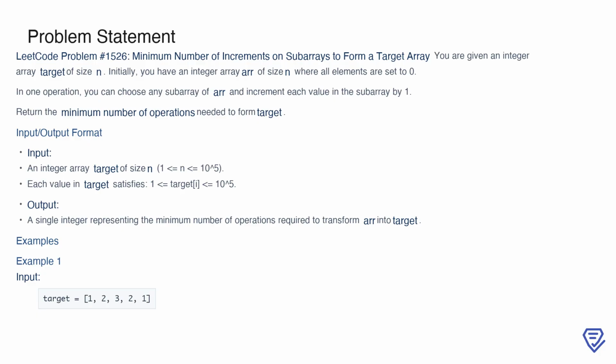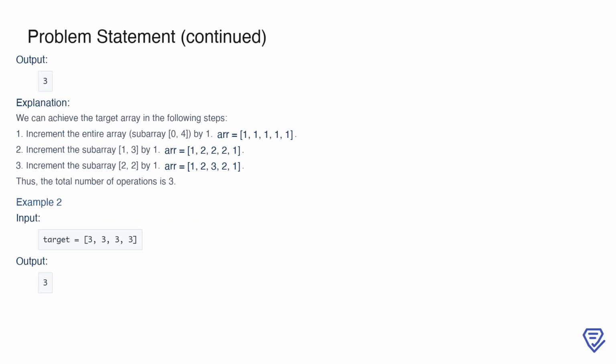Let's explore some examples to clarify how this transformation works. In the first example, the target array is 1, 2, 3, 2, 1. To achieve this, we can start by incrementing the entire array once, which sets all elements to 1. Next, we increment the subarray from index 1 to 3, raising the middle section to 2. Finally, we increment only the element at index 2, bringing it up to 3. After these 3 steps, ARR matches the target, so the answer is 3 operations.